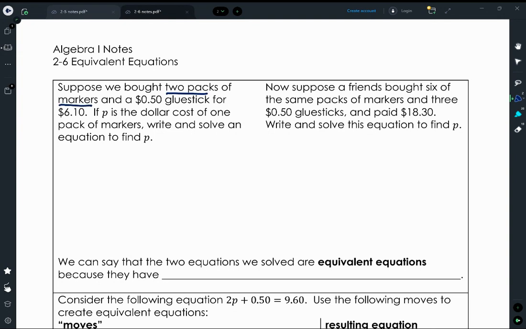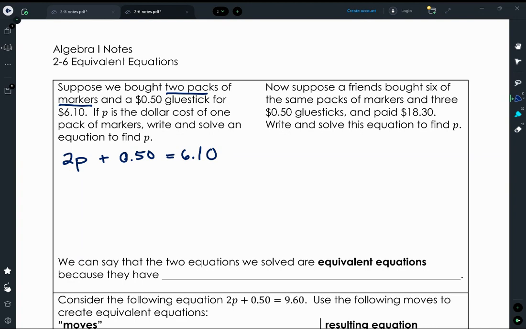And markers are what we don't know. So we bought 2P. And we also bought a 50-cent glue stick. So it doesn't mean 50 cents per glue stick. It just means only 50 cents on a glue stick. And we spent $6.10. So we're being asked to find the cost of P.